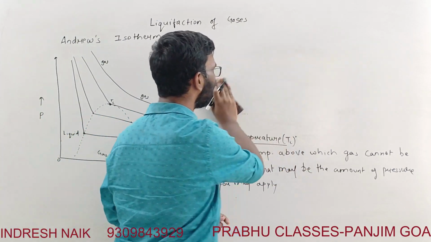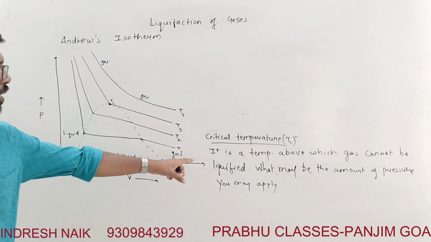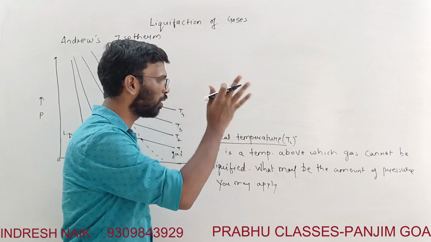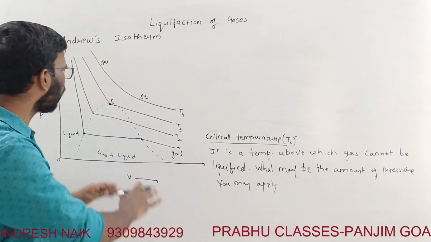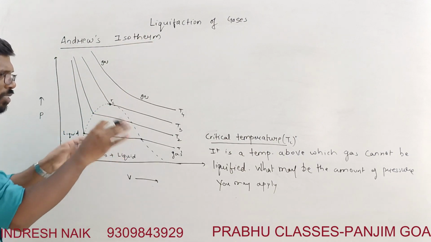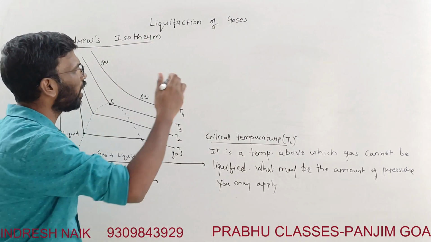Critical temperature is the temperature above which a gas cannot be liquefied, whatever the amount of pressure you may apply. So the Andrews isotherm is done over here. Let's understand about critical temperature. What happens at a critical temperature?